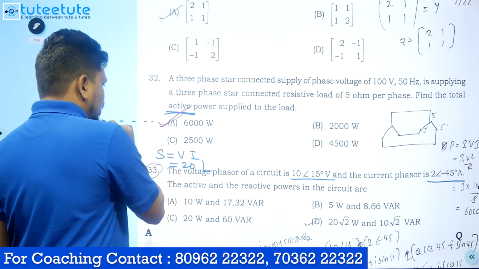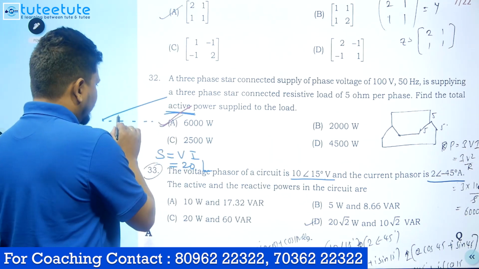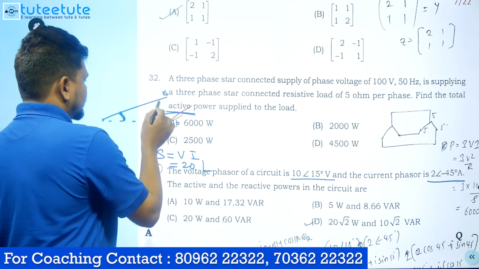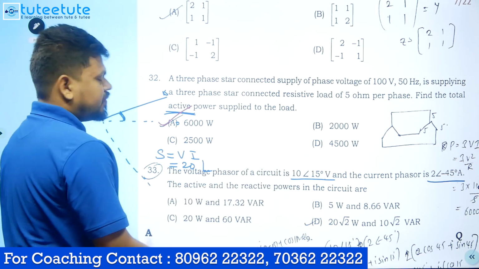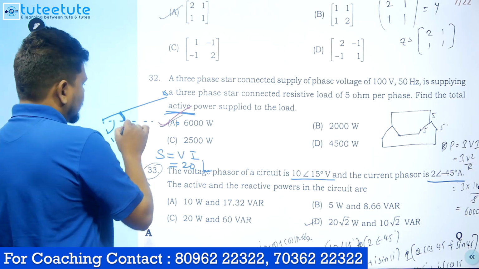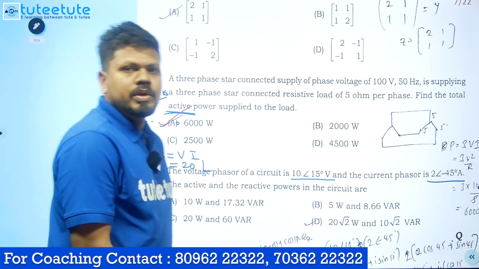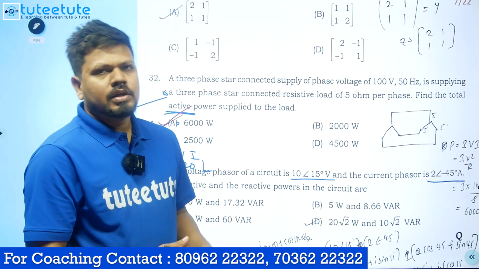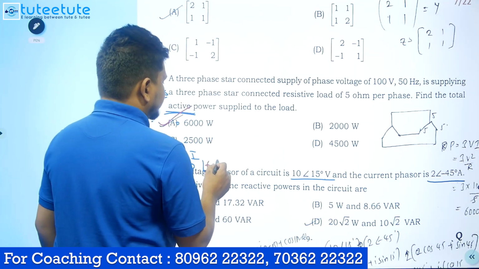What is this voltage? 10 at an angle of 15. So this is the angle 15. For example, this is 0, this is 15 degree, and this is at minus 45, so 2 at an angle of minus 45. So minus 45 plus 15. What is the angle difference between these two? That will be 60 degree. So the angle difference between voltage and current is 60 degree now. So the apparent power is 20 at an angle of 60.